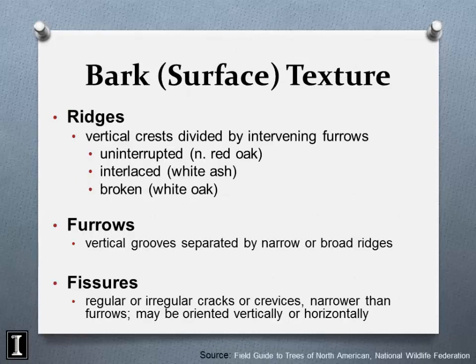So some examples, some terminology of bark surface texture. We're going to talk about some of the terms that are related to bark surface texture. Ridges. Ridges are vertical crests divided by furrows. And furrows, think of valleys, and ridges are just like a mountain ridge. It's what sticks out. It's more prominent. Where a furrow is that trough, that valley. And then some trees have what we call fissures. Fissures are kind of cracks or crevices in the bark. It's also like a mini trough or a mini valley.